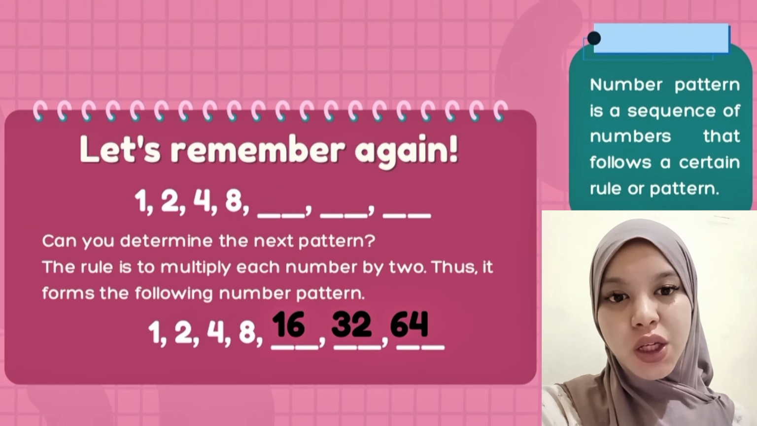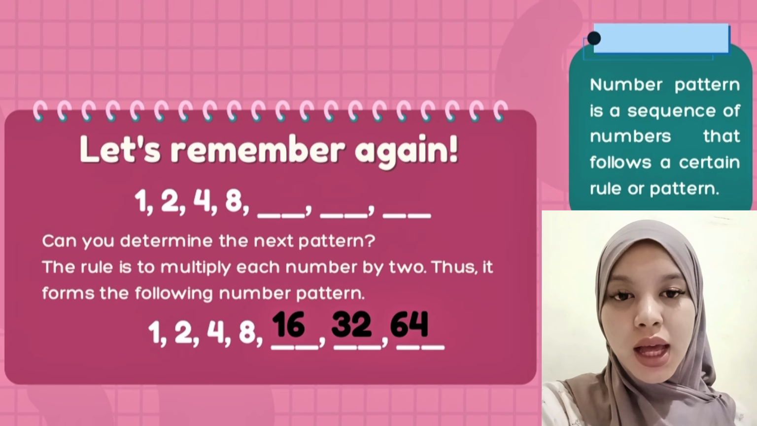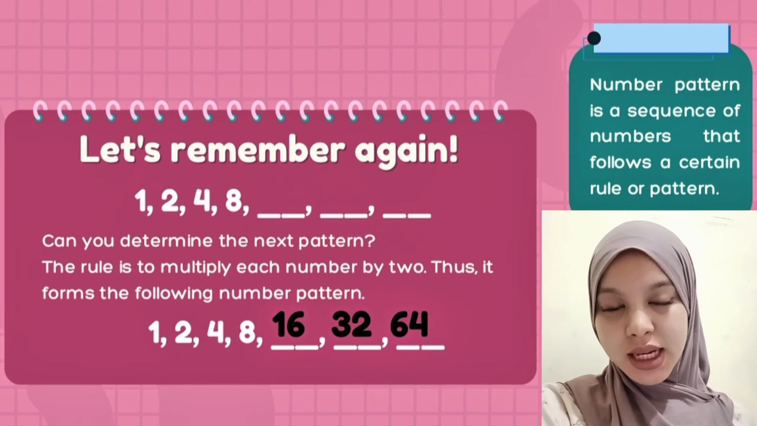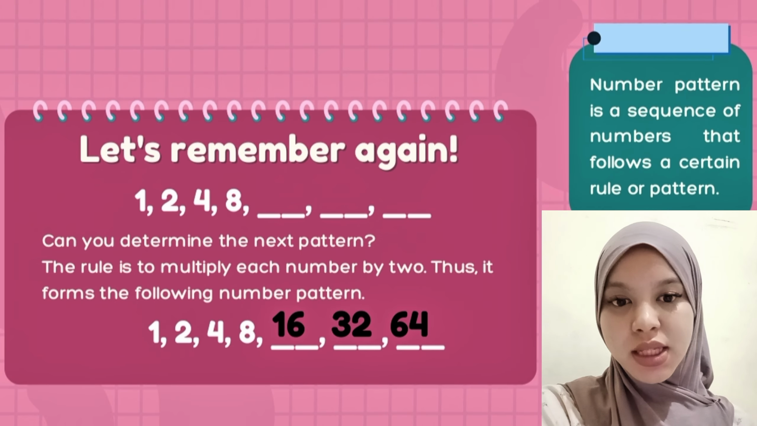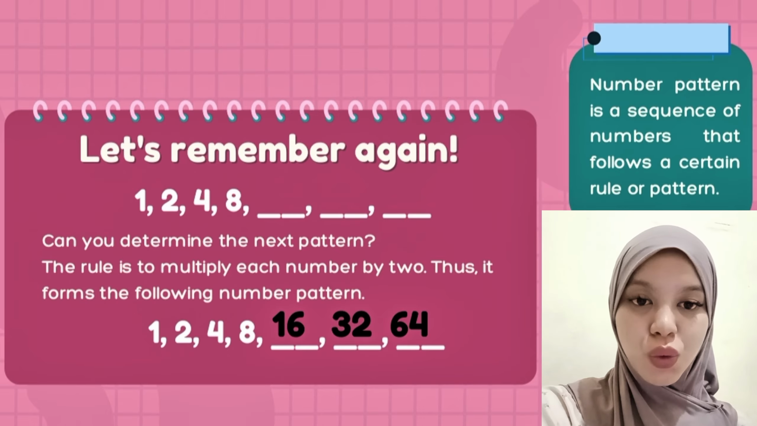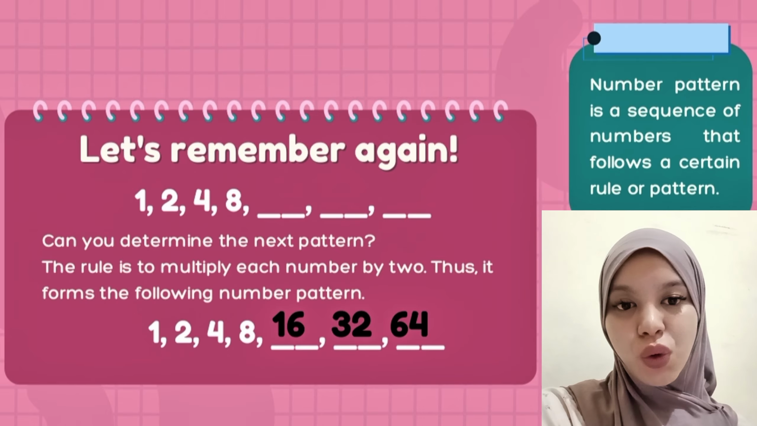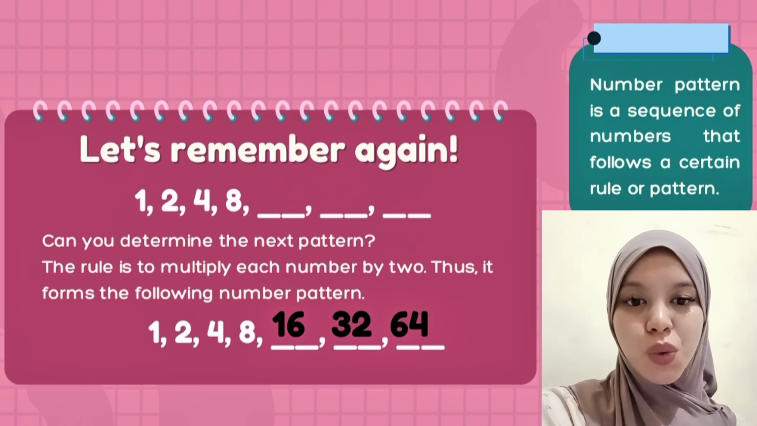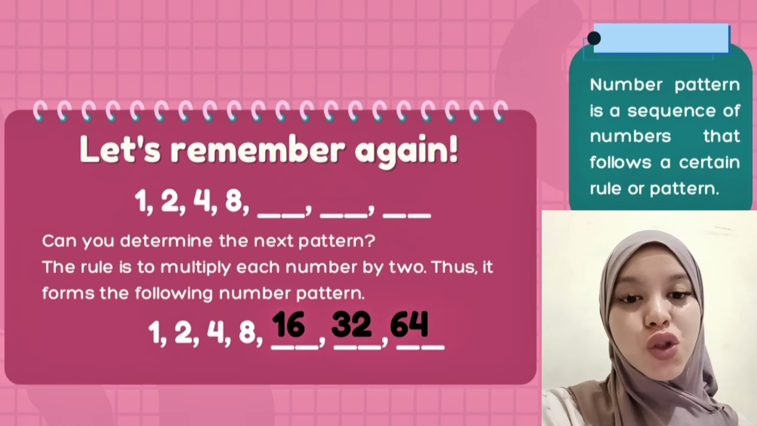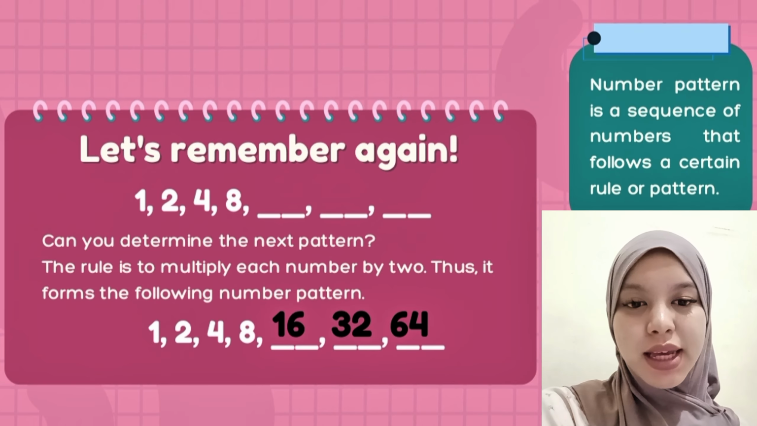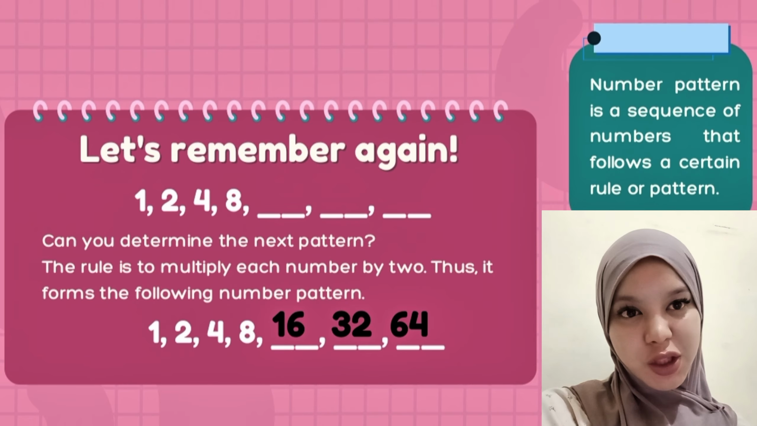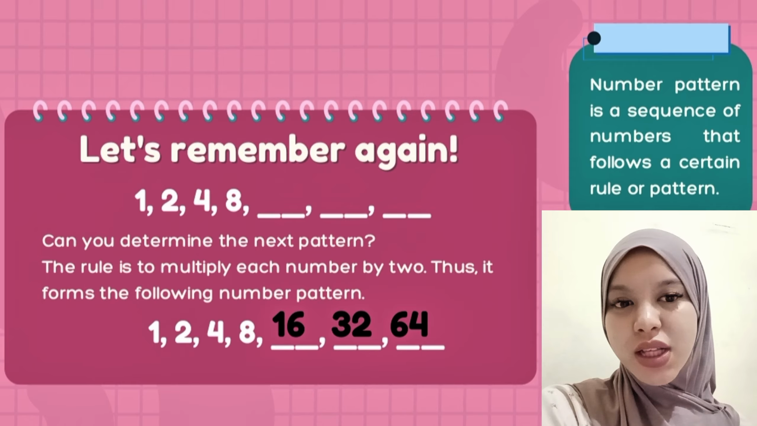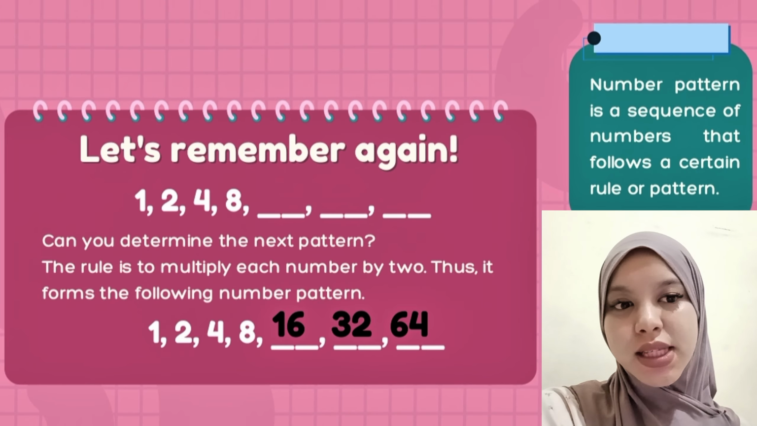Determining the next number using this rule, 8 times 2 is 16. 16 times 2 is 32. 32 times 2 is 64. So the complete number sequence is 1, 2, 4, 8, 16, 32, 64. The number sequence above is called a geometric number pattern.